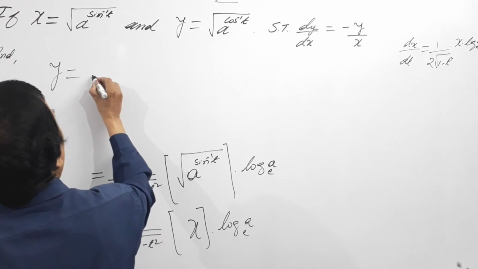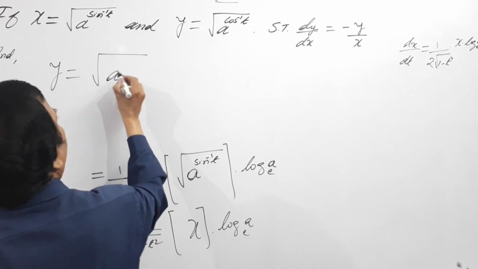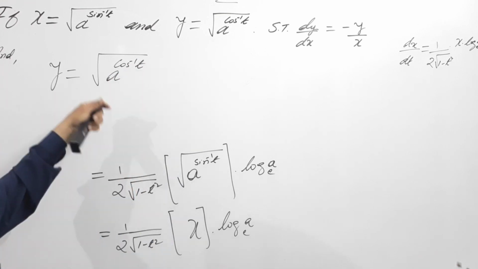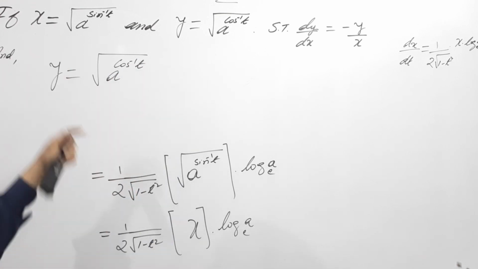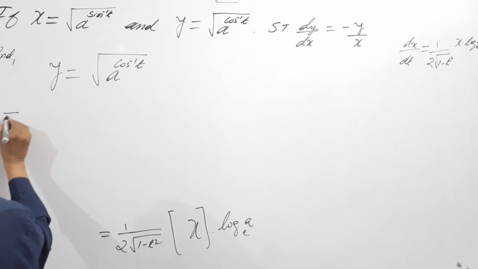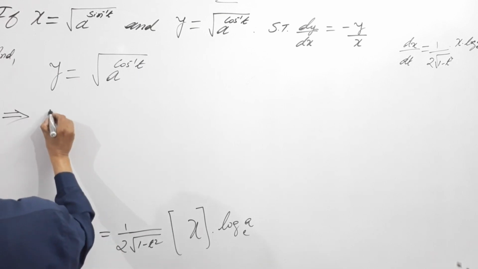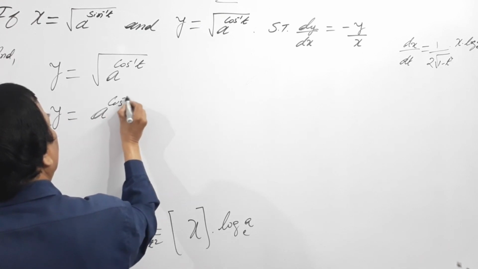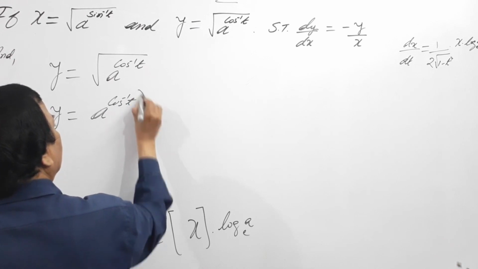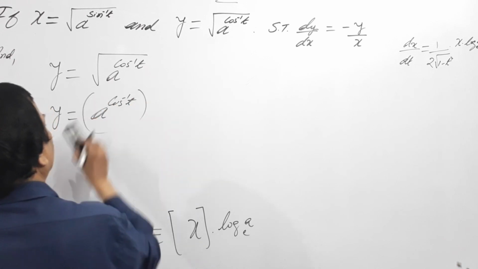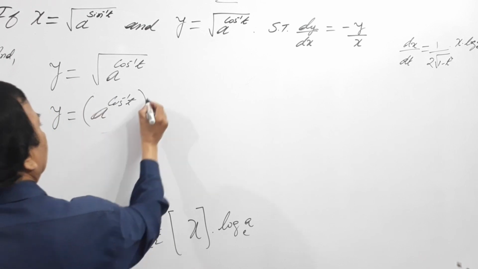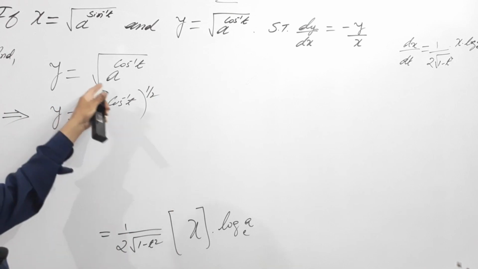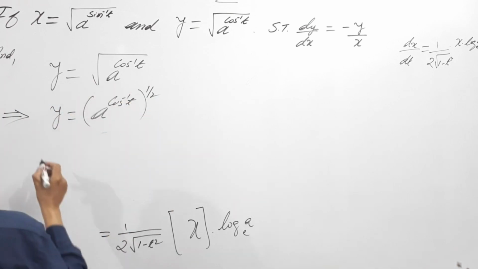And y equals under the root a to the power of cos inverse t. Do this from the similar grounds only. Now this will be, that is y equals a to the power of cos inverse t to the power half. So I removed this root, I put half. Now you can differentiate it.